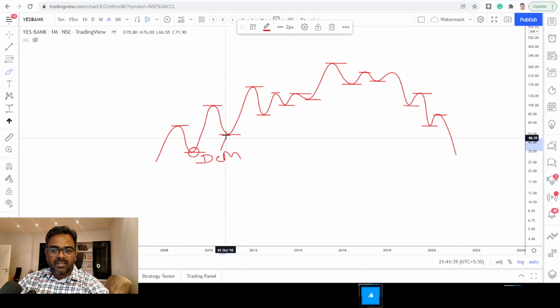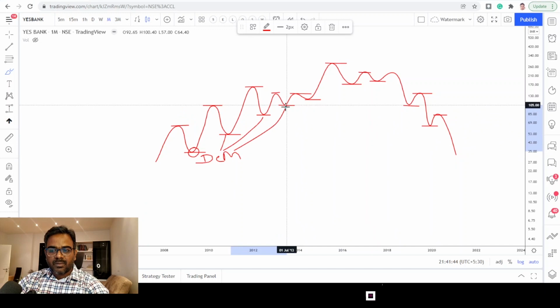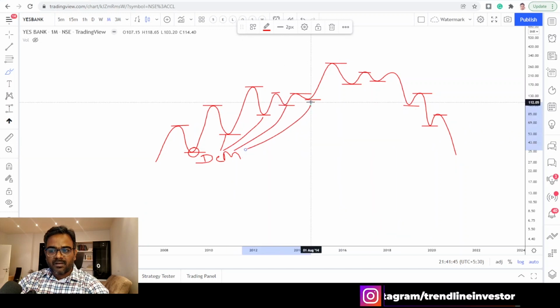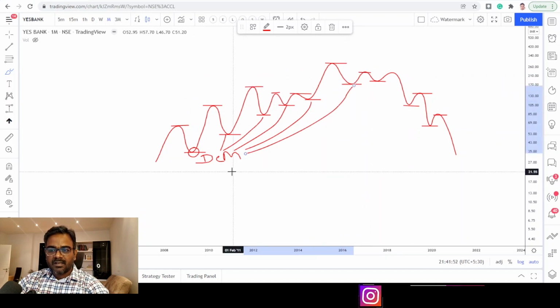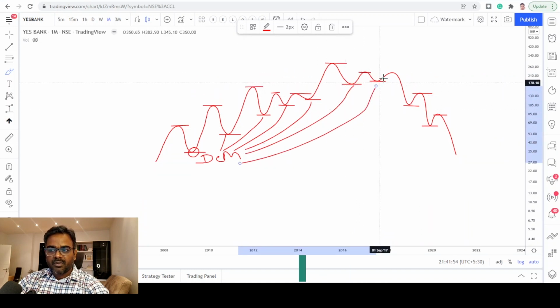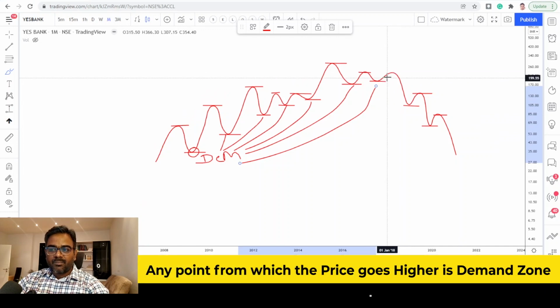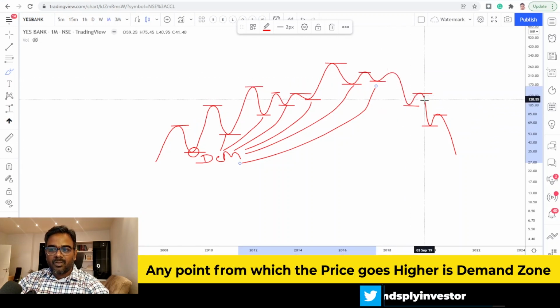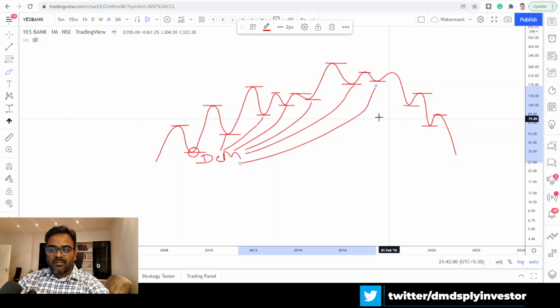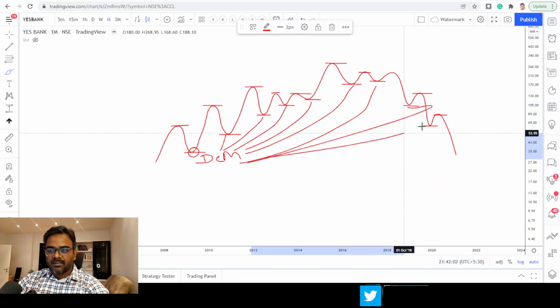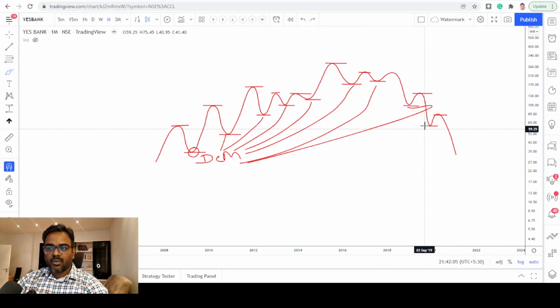Every point you see here, this one is a point of demand, this one is a point of demand, this one is a point of demand, and this is a point of demand, right? Then the price starts coming down again and heads higher, so that's also a point of demand, and that's also a point of demand because the price went higher. After that point, the price starts heading lower, right? So even this is actually a point of demand. All these points are points of demand.